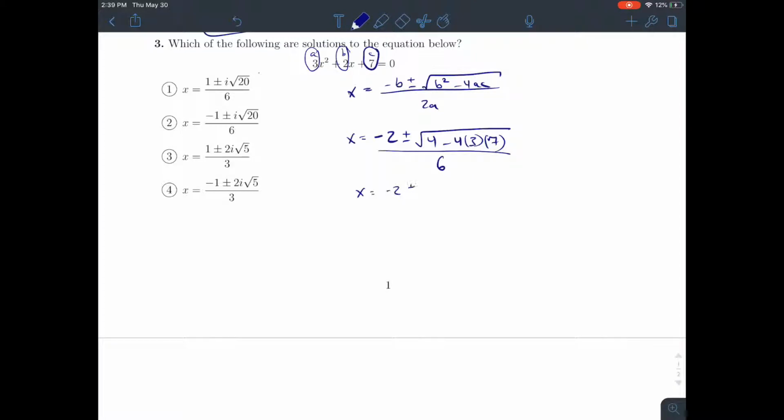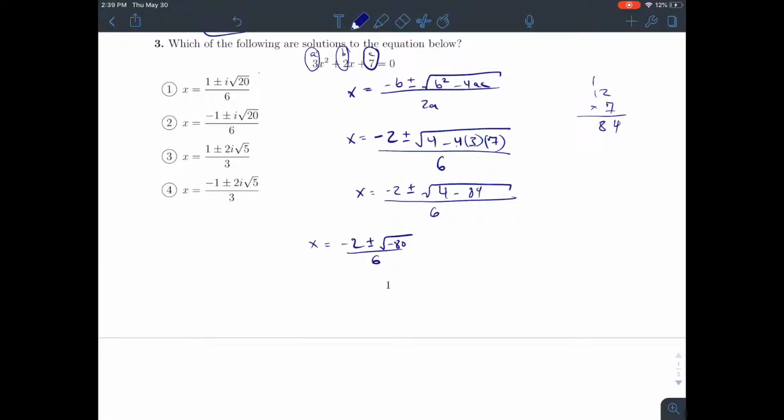Now x is equal to negative 2 plus or minus the square root of 4 times 3 is 12. 12 times 7 is, wow, this is looking pretty bad here. Let's see. 12 times 7 is 84. So you get 4 minus 84 all over 6. So x is equal to negative 2 plus or minus the square root of negative 80 over 6. And that doesn't match any of our answer choices. And I think that's why I paused for a second.